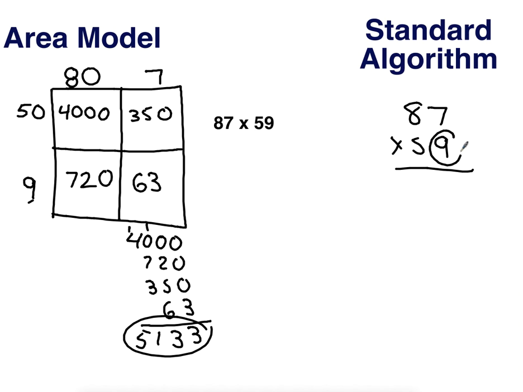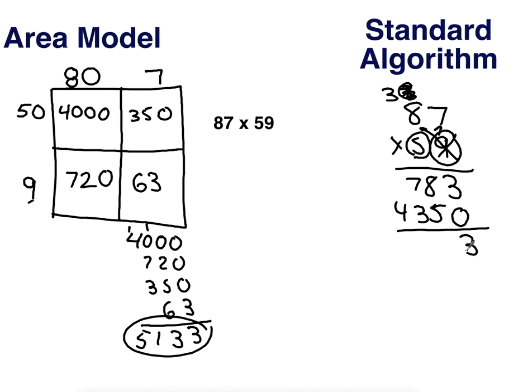Using the standard algorithm, start with the ones, 63, 72. Multiply now by the tens, so we write our answer in the tens. 35, 43. Do 133, and they match up, so we can see that we did it correctly.